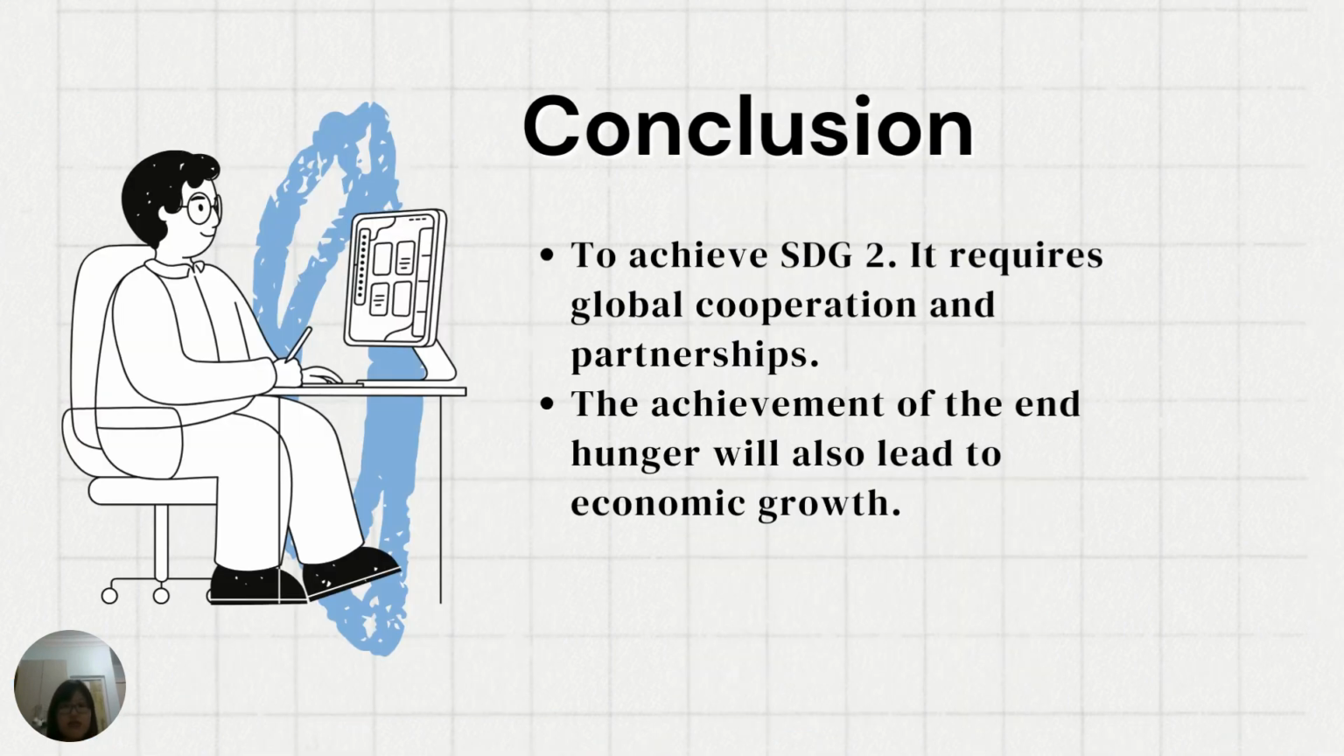And now we have come to the last part of our presentation, the conclusion. After going through this presentation, we conclude that achieving SDG 2, which is zero hunger, really requires global cooperation and partnerships. Also, the achievement of the end of hunger will also lead to economic growth.